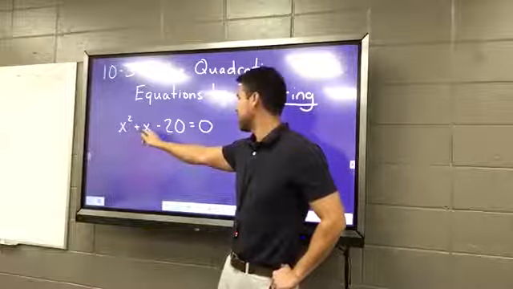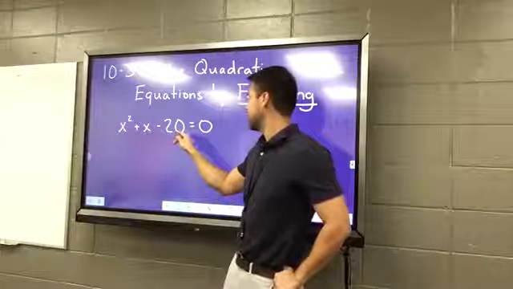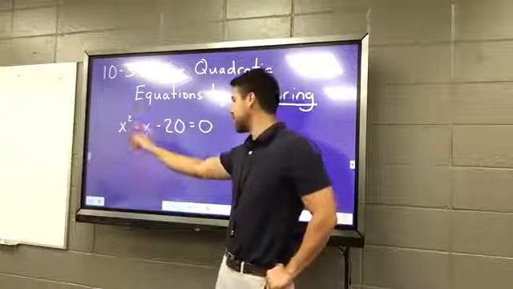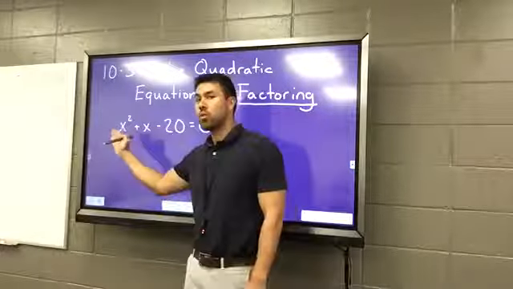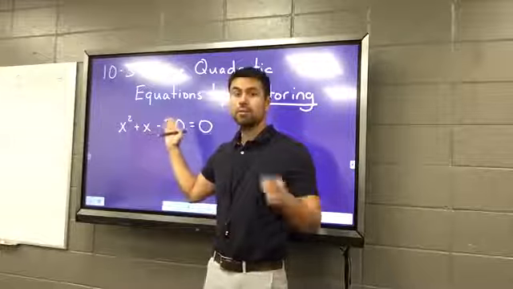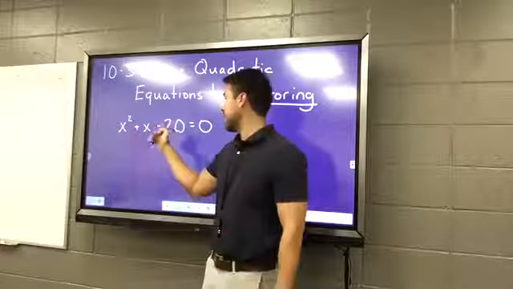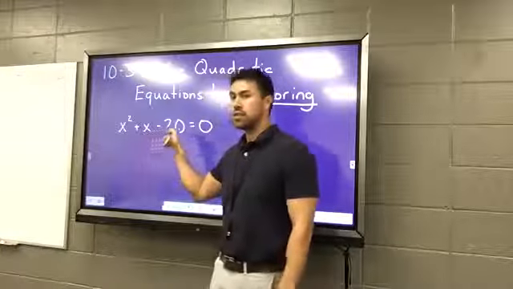What's b? What's c? Good, negative 20. So you guys can identify those parts. Okay, this is what we're going to do. This is a parabola. We are graphing this tomorrow. Today what I want to find out is what does x equal in this equation.